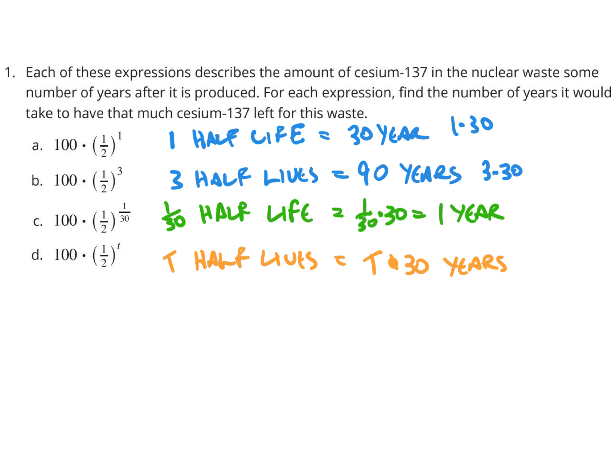For the top two, I should have probably written 1 times 30 and then 3 times 30, so that we're clear that the exponent, if it's a whole number, is a full half-life. So you have to multiply by 30. If it's a fraction, you multiply that fraction by 30.